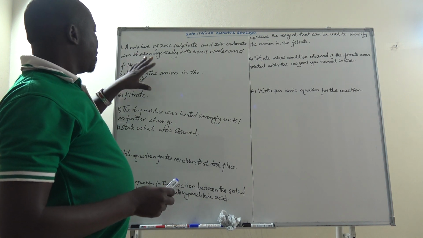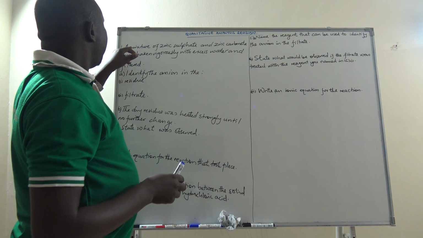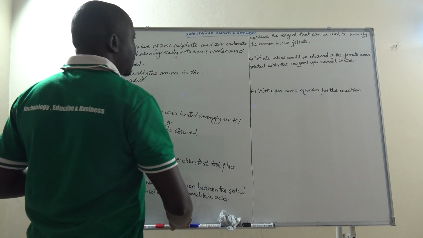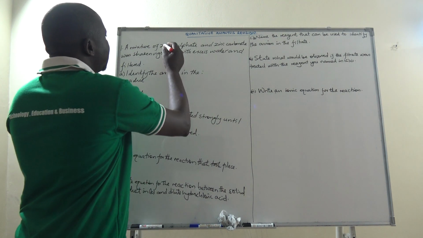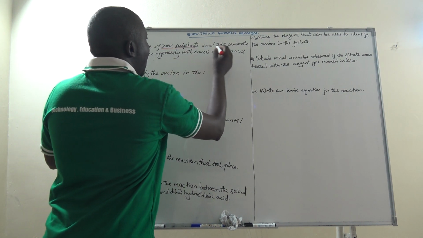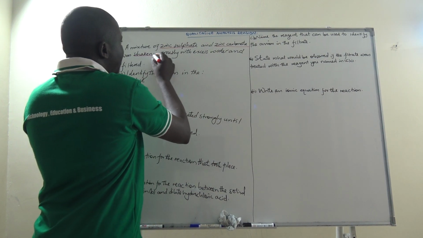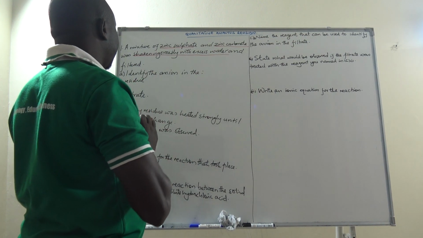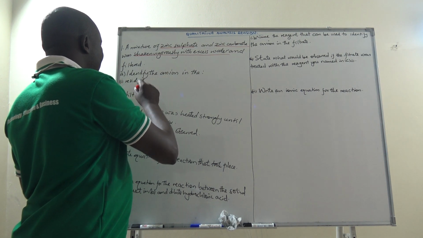That is, in this case, a structured question. A mixture of zinc sulfate and zinc carbonate. Let us be analyzing together. A mixture of zinc sulfate and zinc carbonate was shaken vigorously with excess water and filtered. We should identify the anion in the residue and in the filtrate.